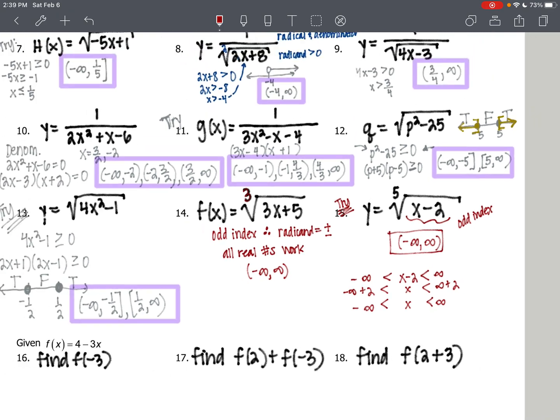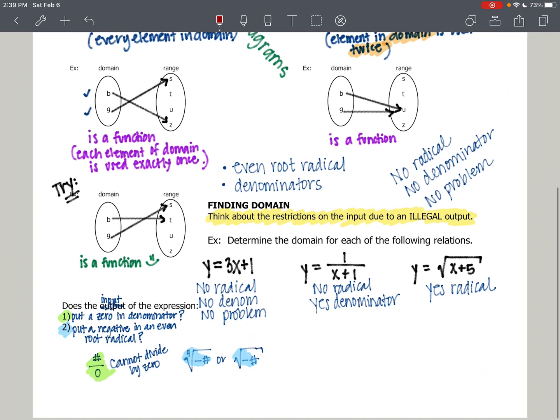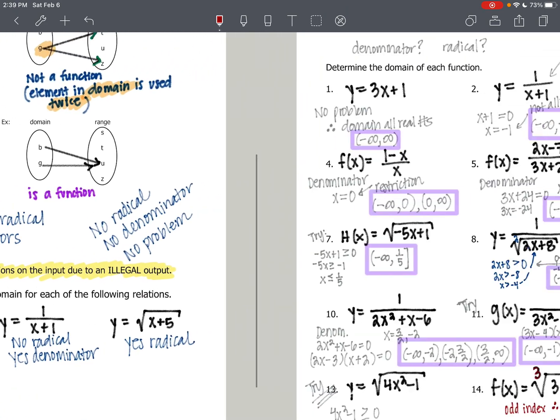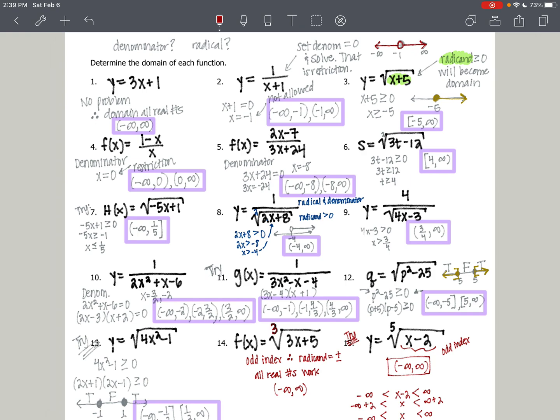Well, I hope you enjoyed this video. It was rather long, explaining about functions, whether it's a function, and then also finding the domain. We continue this work throughout our remaining algebra classes, so being able to identify that domain and calculating it is super important.